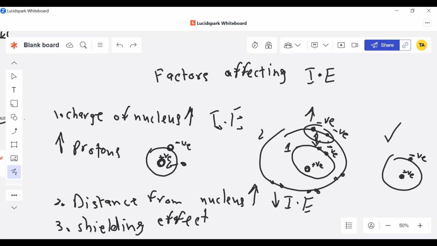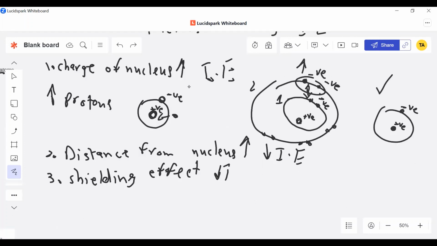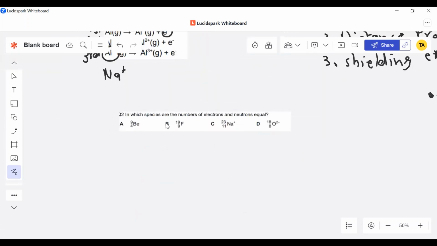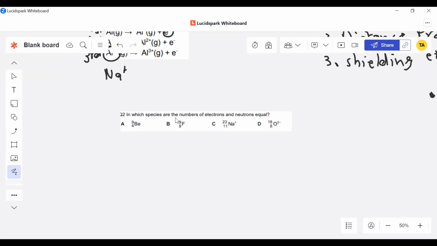So shielding effect would decrease the ionization energy because electrons move further away from each other because of shielding effect. Now, this was everything you need to know about shielding effect. So I have this one important question.